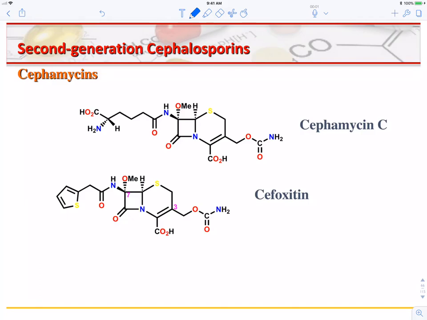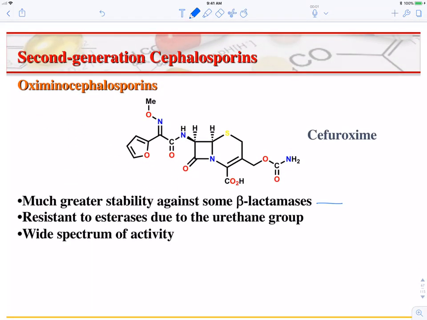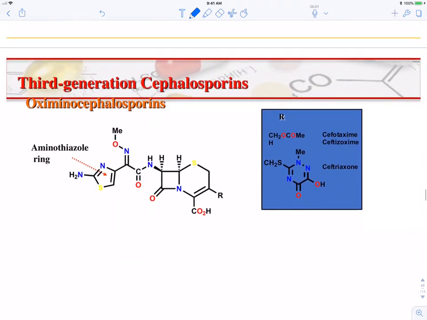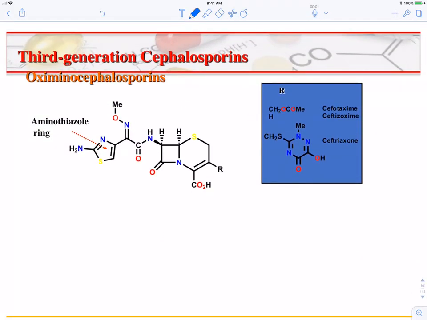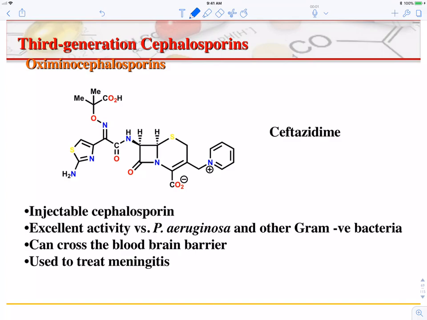And again, we have several generations of cephalosporins. They change by their overall properties. In general, again, resistance to beta-lactamases and resistance to esterases in this case, because we now have a urethane group, and the spectrum of activity also is important. So yeah, we have this third generation, which basically puts together several of the changes we already saw, and also explores the chemistry obtained by substituting in these side chains.